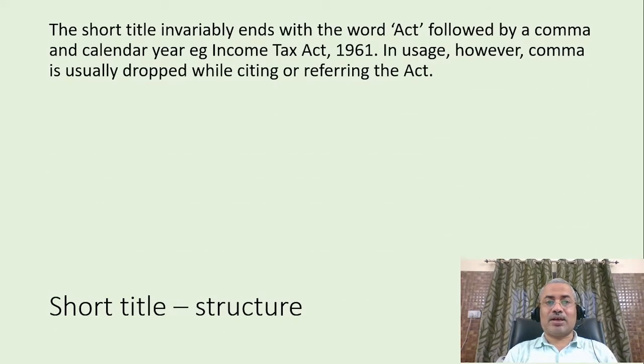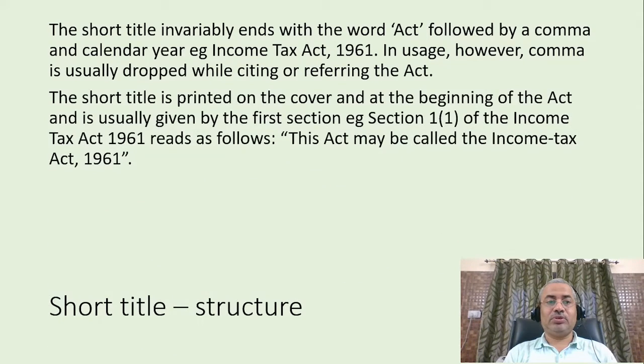The structure of the short title is that it invariably ends with the word Act followed by a comma and calendar year. For example, Income Tax Act, 1961. In usage, however, the comma is usually dropped while citing or referring to the act. The short title is printed on the cover and at the beginning of the act and is usually given by the first section. For example, Section 1, Clause 1 of the Income Tax Act 1961 reads as follows: This Act may be called the Income Tax Act 1961.